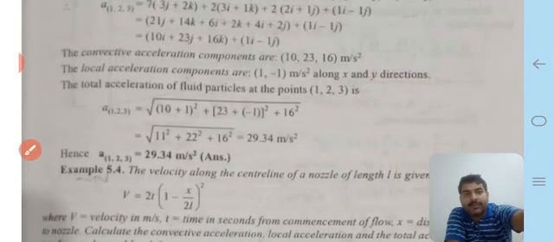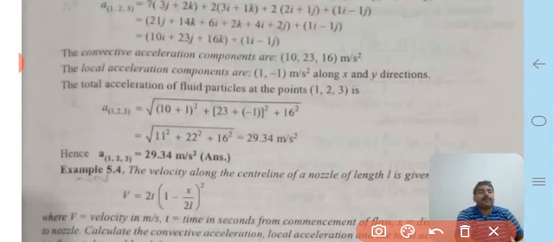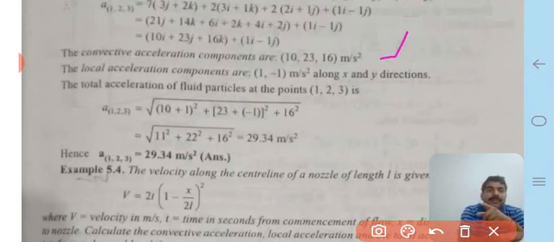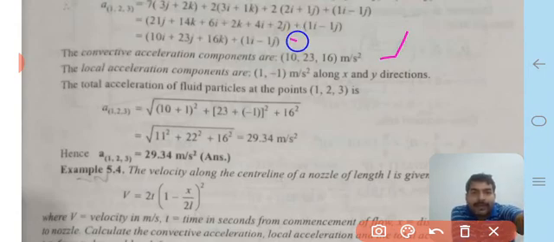Therefore, now we conclude with the help of the above that the convective acceleration components are 10, 23 and 16 meter per second squared. That is the convective acceleration, also discussed in the previous lectures. Then there is the temporal or local acceleration. The local acceleration components are 1 and minus 1 meter per second squared along the x and y directions.